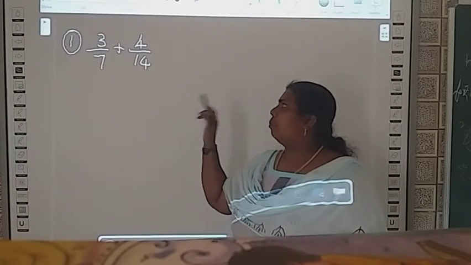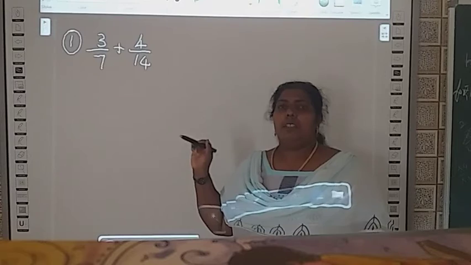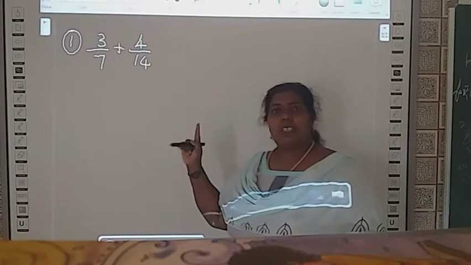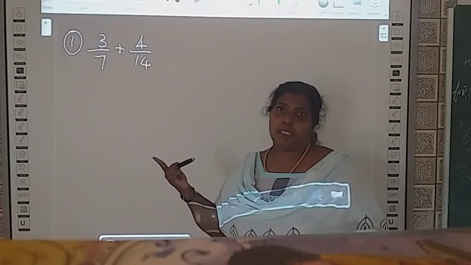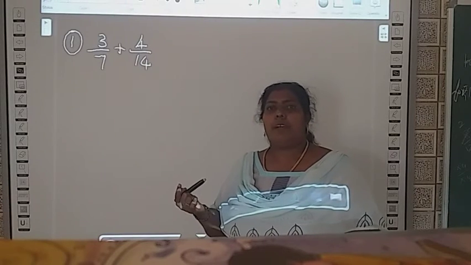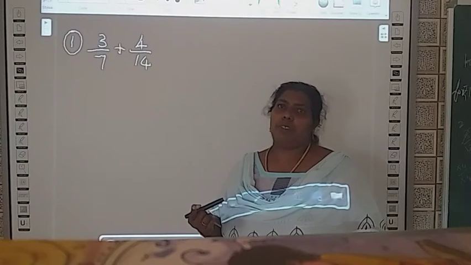Now see here, different denominators, right? 3 by 7 plus 4 by 14. Here the denominators are different, right? What we have to do? We have to find the LCM first. How can we find the LCM? We can use the short division method.